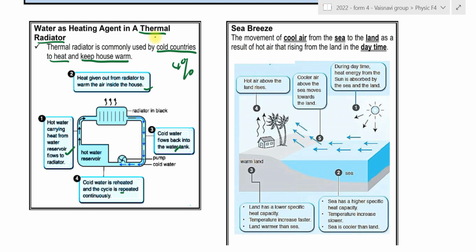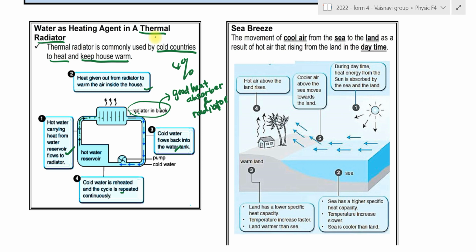It's like an aircon, it has hot air. So hot air carries the heat towards the radiator. This radiator must be in black color. Why? Black color is a good heat absorber and good heat radiator. You already learned this in Form 2. So heat is given out from the radiator to warm the air inside the house.